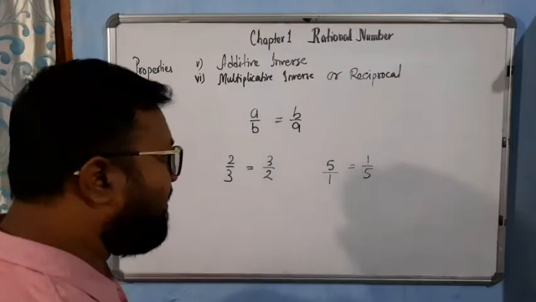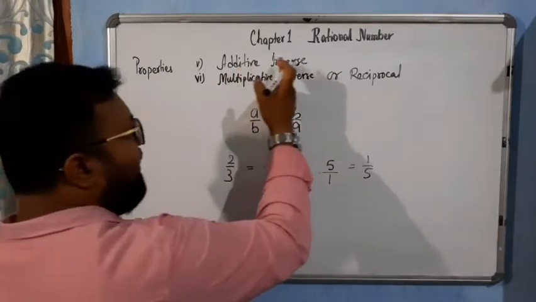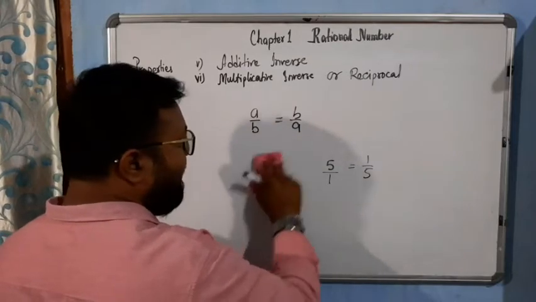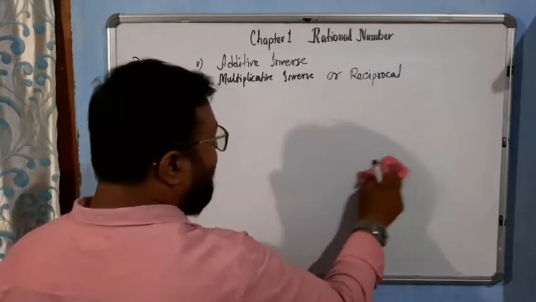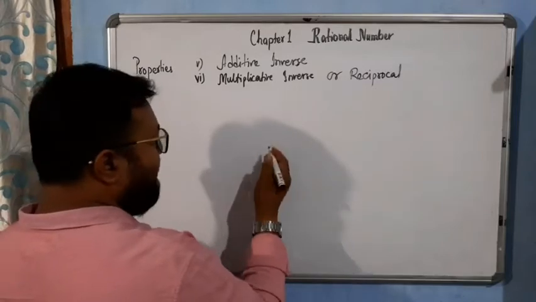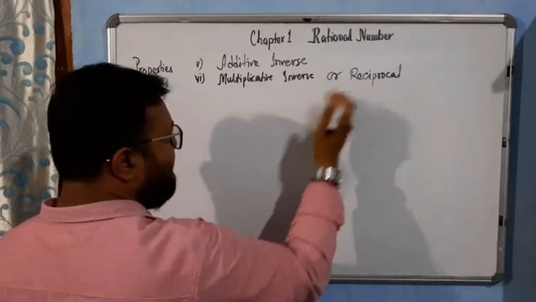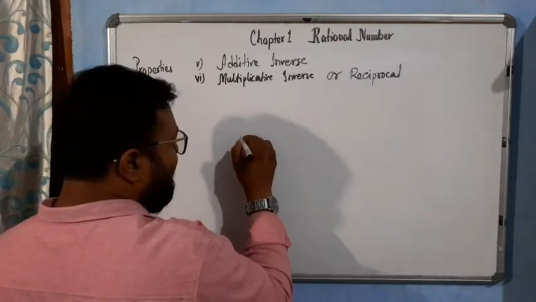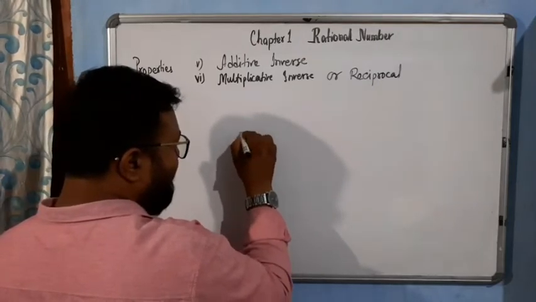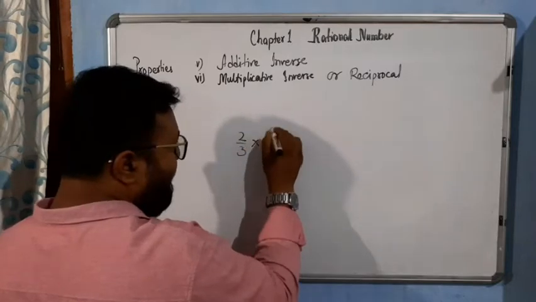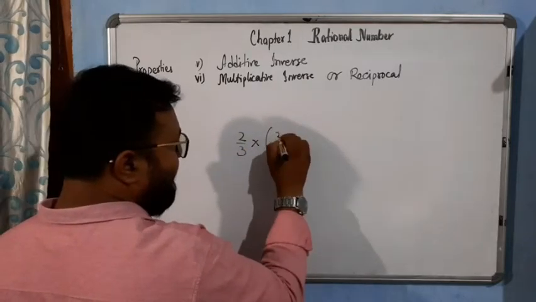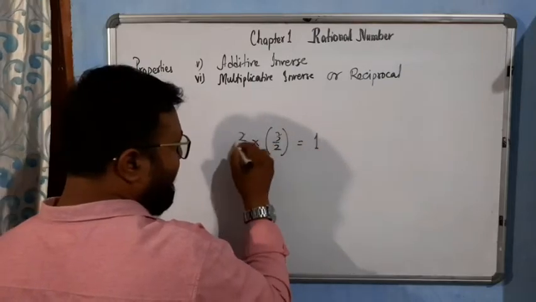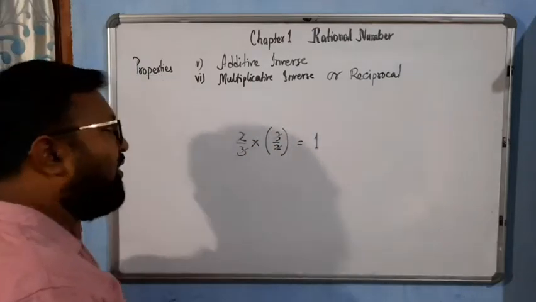In the case of additive inverse, the addition of the number and its inverse is always 0. And in the case of multiplicative inverse, the multiplication of the number with its multiplicative inverse, its reciprocal, will always be 1. For example, take 2 by 3 multiplied by its multiplicative inverse, 3 by 2. This will cancel out, and ultimately you will get 1.